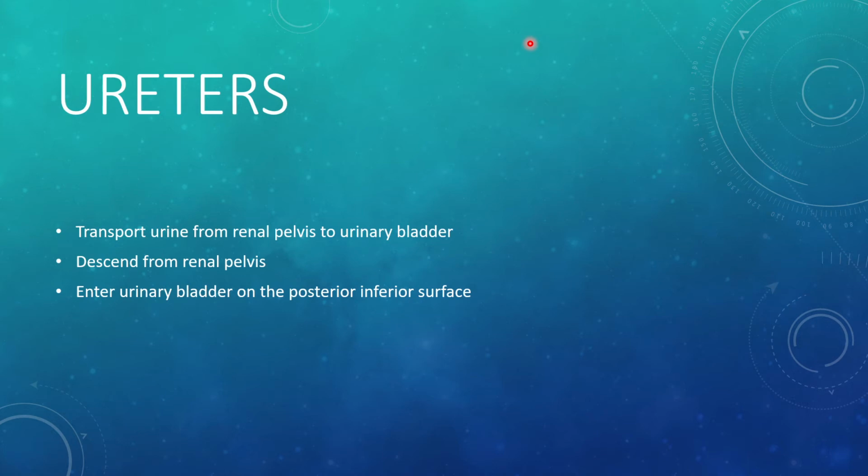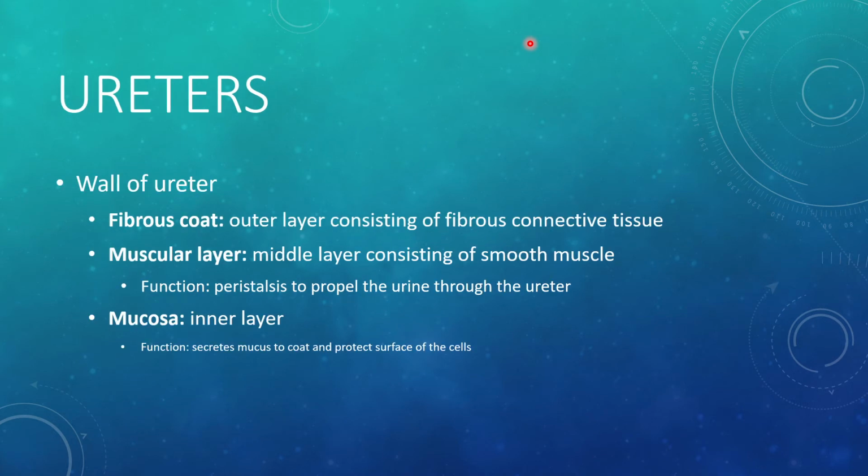They descend from the renal pelvis and enter the urinary bladder on the posterior inferior surface. The walls of the ureters are three-layered. The outer layer is a fibrous coat consisting of fibrous connective tissue, followed by a middle layer called the muscular layer consisting of smooth muscle. The function here is peristaltic in its nature, which is to propel the urine through the ureters using, I like to describe it as a toothpaste tube squeezing motion, to push the urine down with gravity towards the urinary bladder. The mucosa is the inner layer.